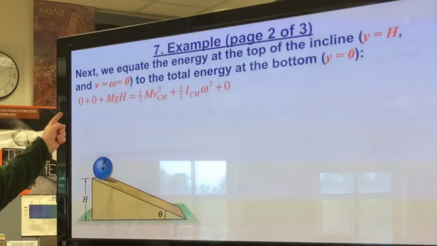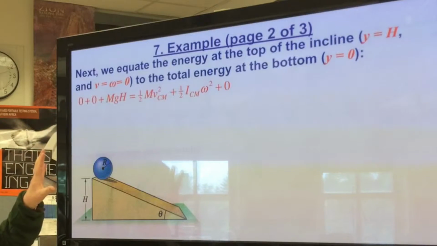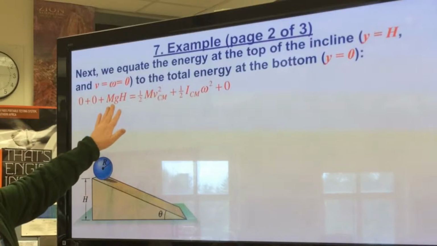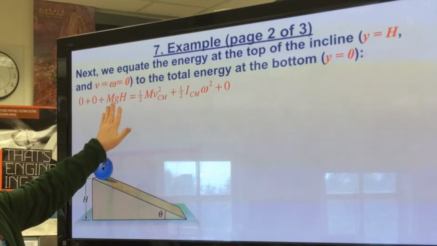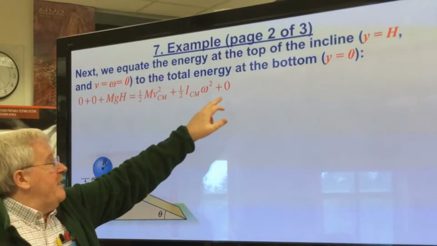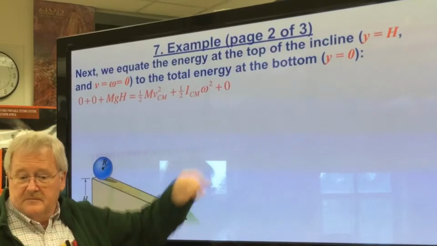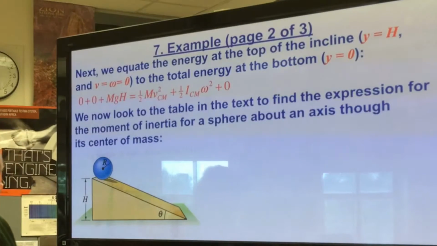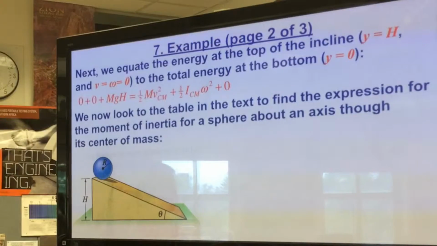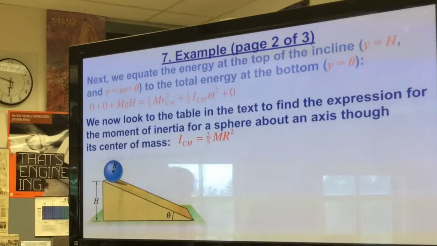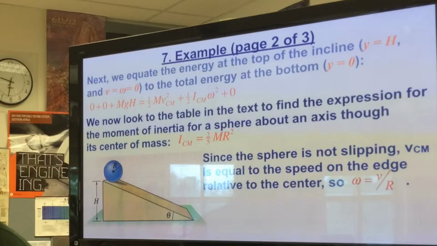Since we know that the total mechanical energy must be conserved, we can compare this. This is the top now. These two terms become 0. This is mgh. At the bottom, these two terms remain. That term goes to 0. So we now look to the table and text to find the expression for the moment of inertia for a sphere about an axis through its center of mass. All right, so we have the moment of inertia for the center of mass of the sphere as 2/5 mr squared.